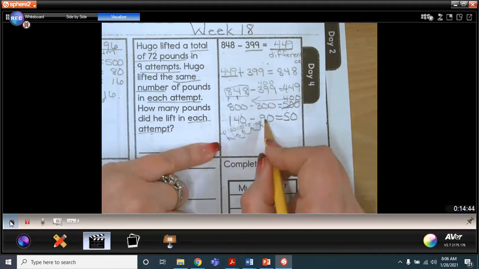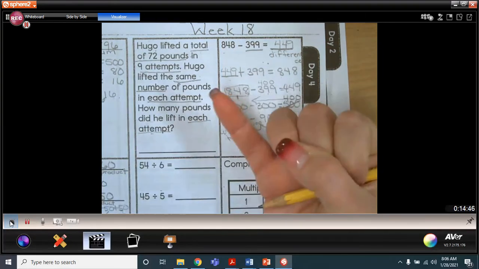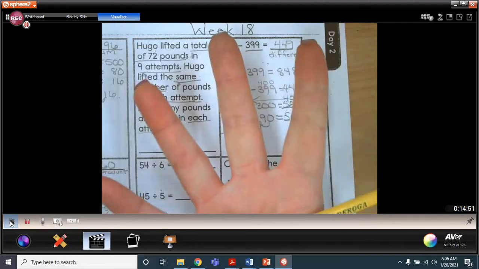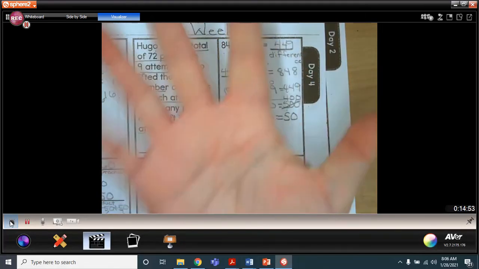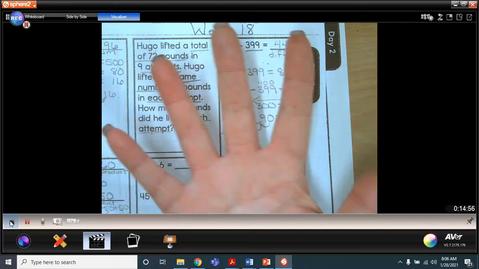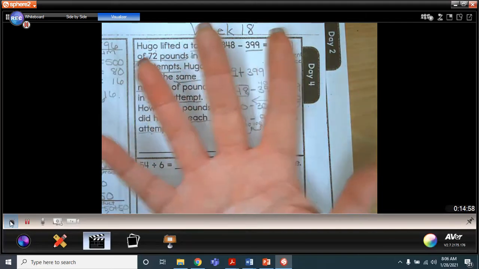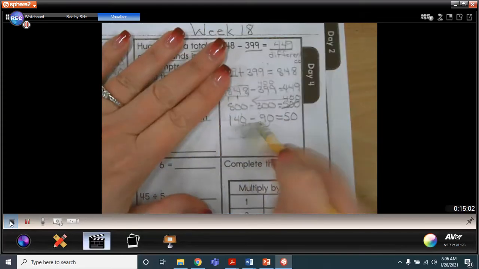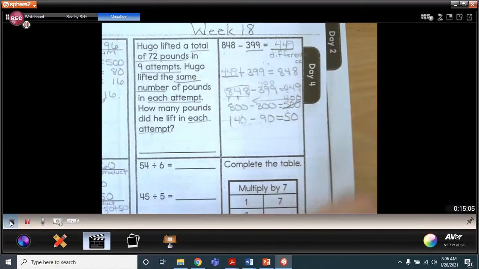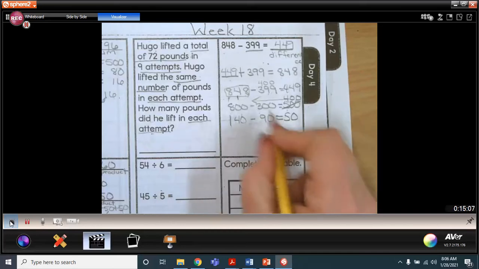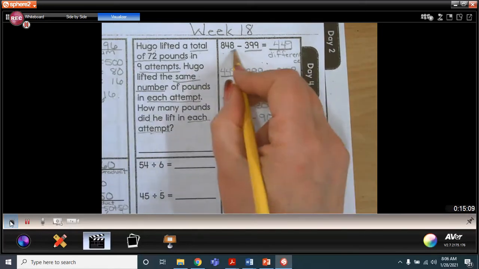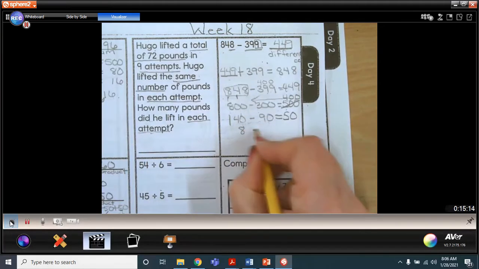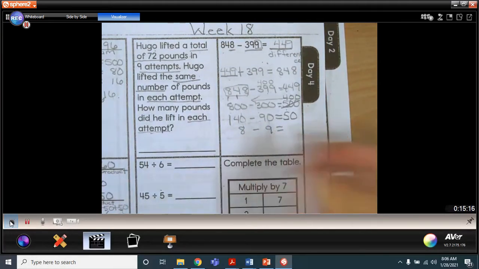Well, let's check. 90, 100, 110, 120, 130, 140, and finally 150. So I counted up from 90 to 140, and I got 5 tens to make 150. So again, checking your subtraction by using addition. And now I know my ones place is 8, and my ones place here is 9, so I subtract 8 minus 9. And what do you notice?